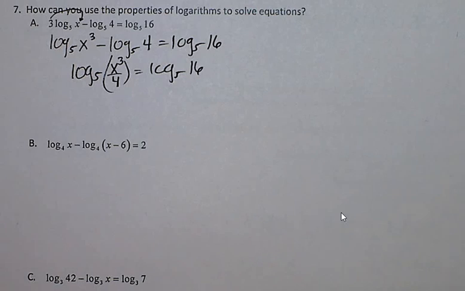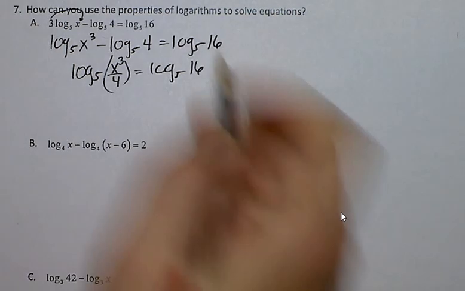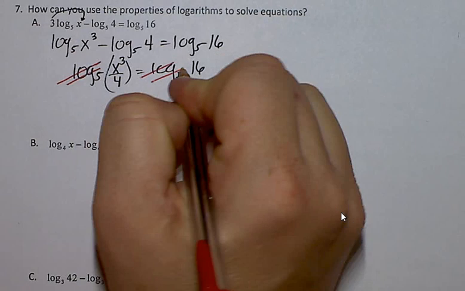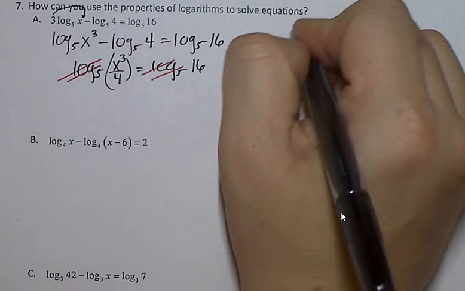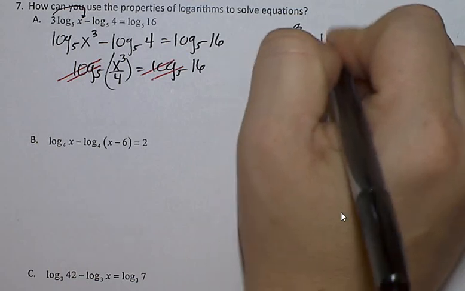Now we have log base 5 on both sides, separated by an equation symbol, and there's no additional numbers. That means we can cancel this out. And now I'm solving, I'm going to come off to the right where I have a little more room. I'm solving x cubed over 4 equals 16.